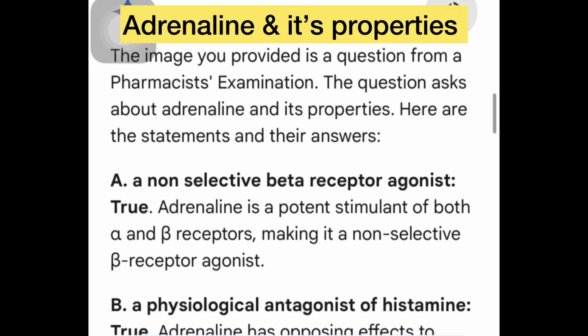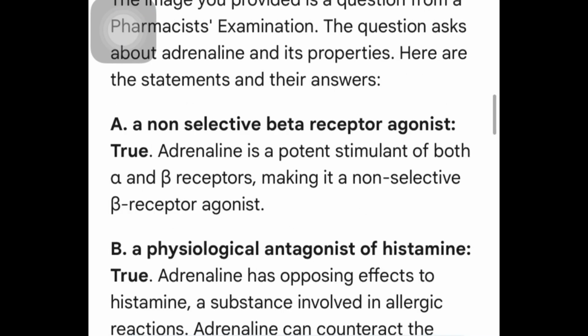Adrenaline and its properties. Here are the statements and their answers. A. A non-selective beta receptor agonist. True. Adrenaline is a stimulant of both alpha and beta receptors, making it a non-selective beta receptor agonist.